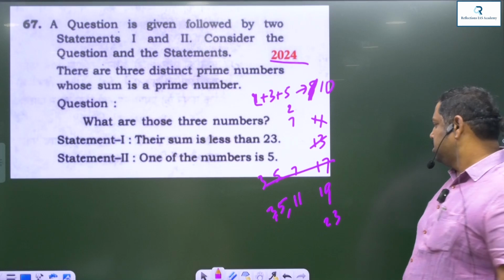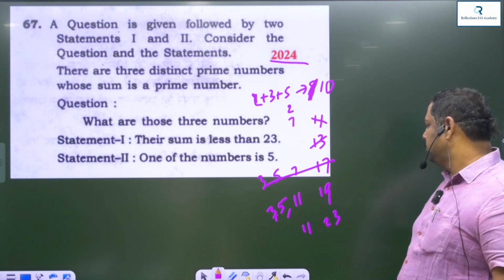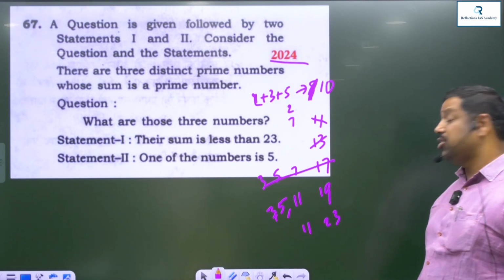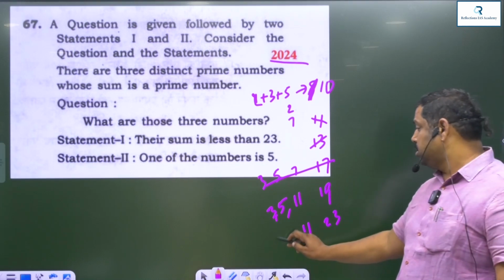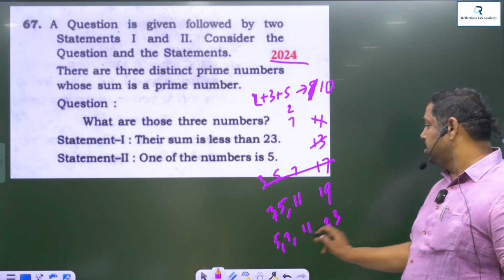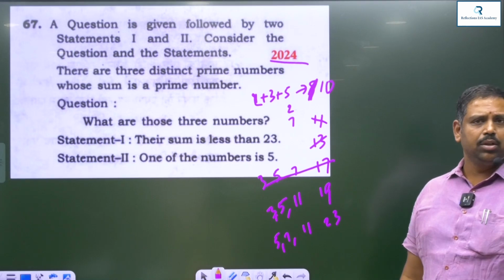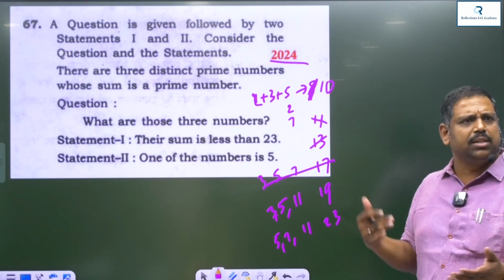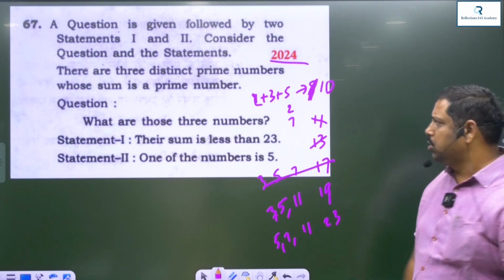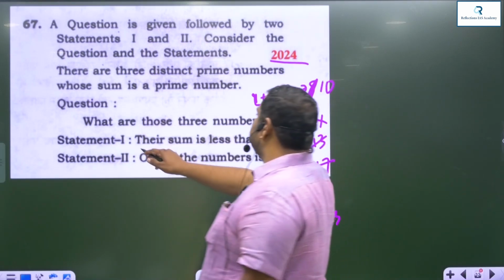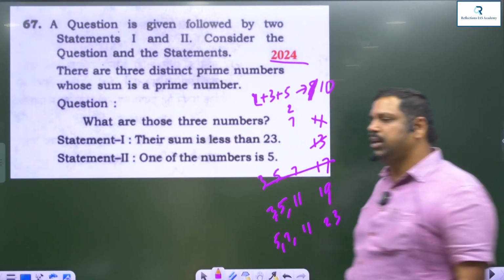23. Suppose I take this as 11. The other sum should be how much here? 12. 12 means 5 and 7. Is it a possibility or not? Yes. Do you have only a single possibility or are multiple possibilities there? Multiple possibilities. Okay. So statement 1 says that their sum is less than 23.